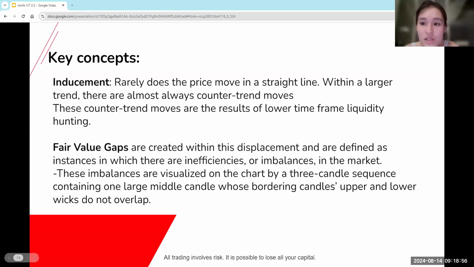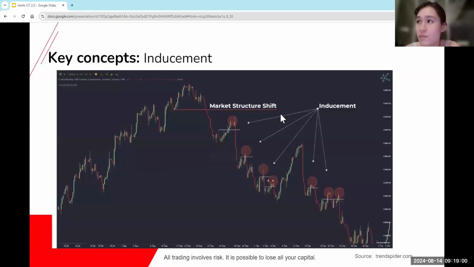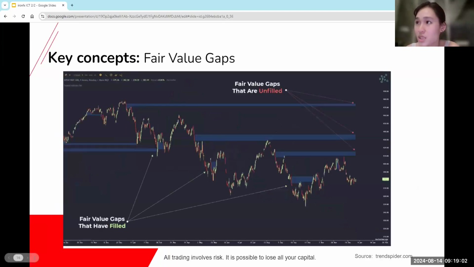Let me see if I can find an example for you guys. But I think we have some examples here in this chart. Okay, so let's look at the fair value gaps that have been filled first.